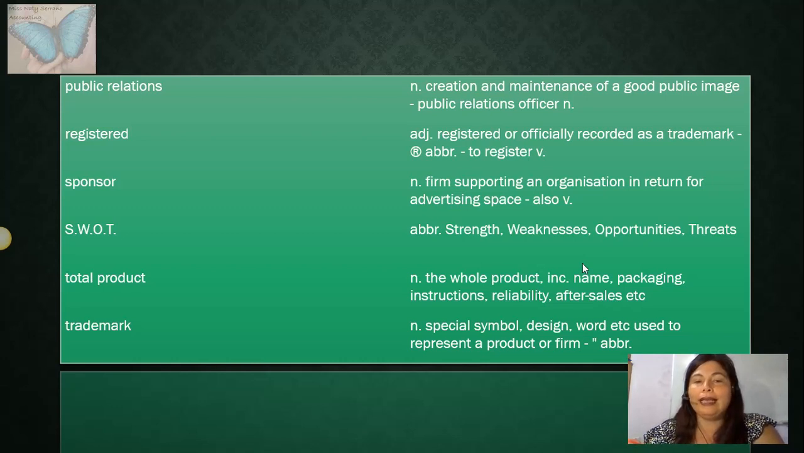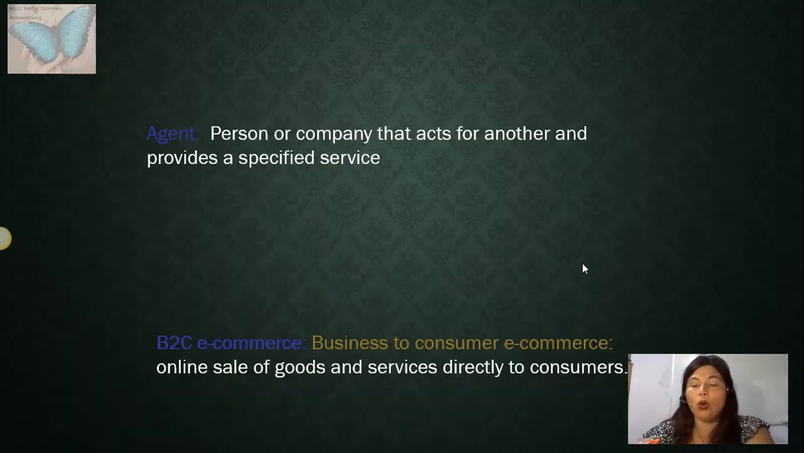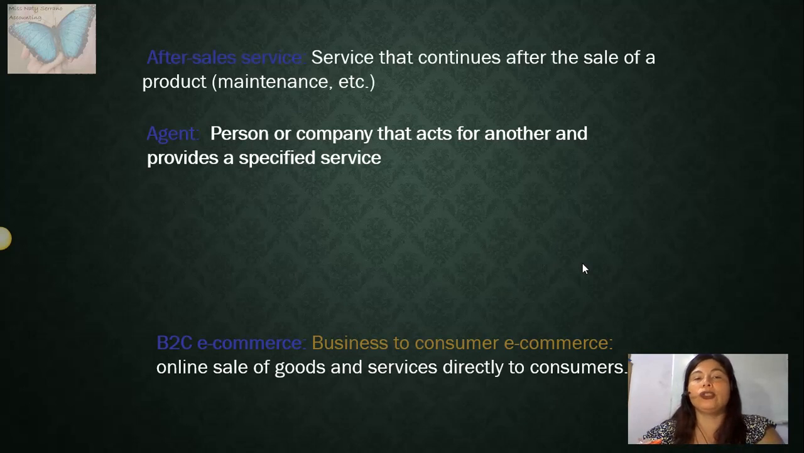Total product is the whole product: name, packaging, instructions, reliability, after sales, amongst others. The trademark, it's special symbol, design, word used to represent a product or firm. We also have the after sales service, which is the service that continues after the sale of a product. If you sold the printer, you have to find out if it was working, if it was operating. You have to give a follow up to your customer to make sure they become your customers in the future again and they continue to be satisfied customers.